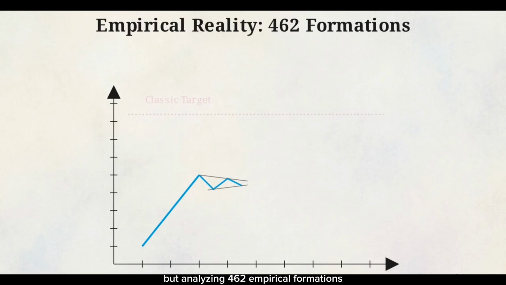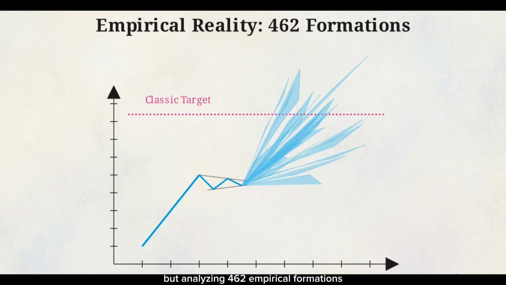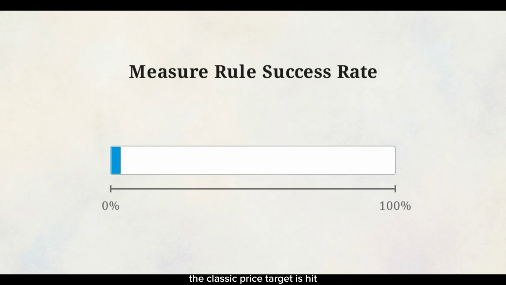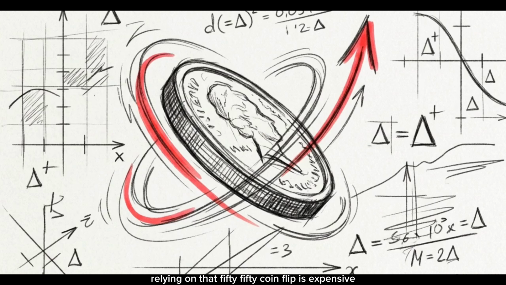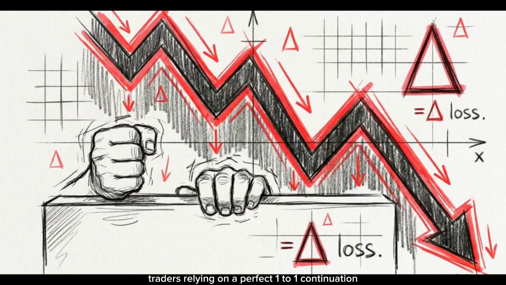But analyzing 462 empirical formations, geometric symmetry collapses. The classic price target is hit, at best, between 50 and 63% of the time. Relying on that 50-50 coin flip is expensive. Traders relying on a perfect one-to-one continuation frequently overestimate their target yields, holding positions while the momentum completely evaporates.